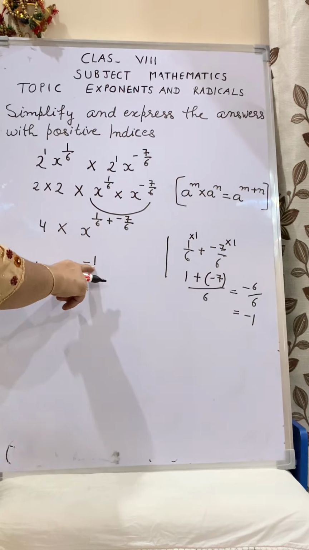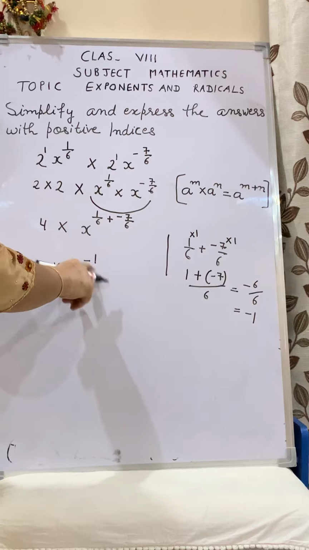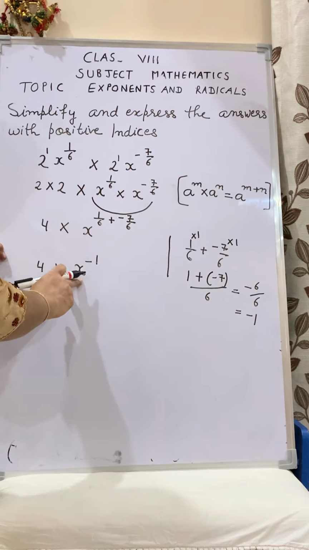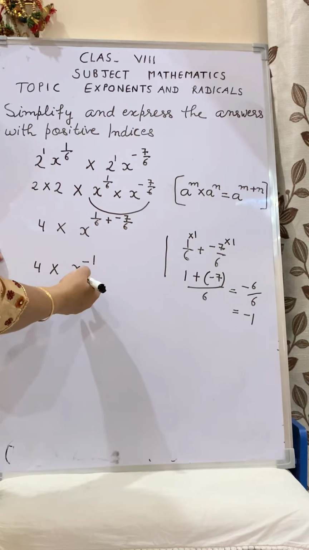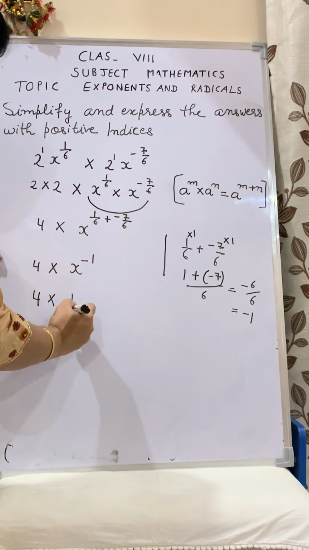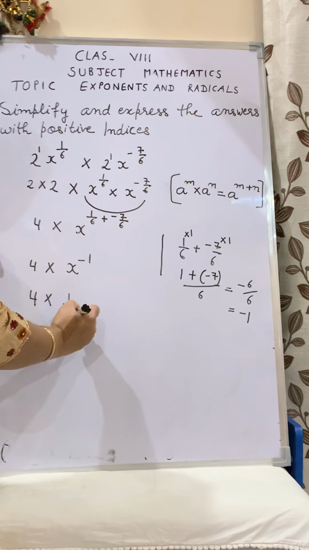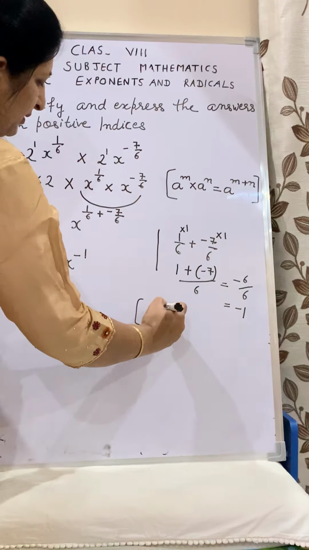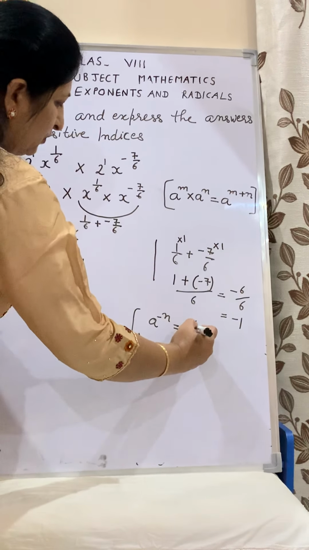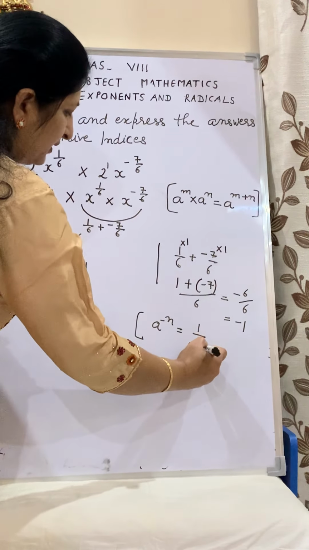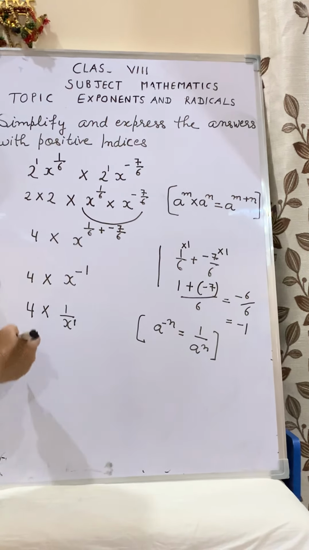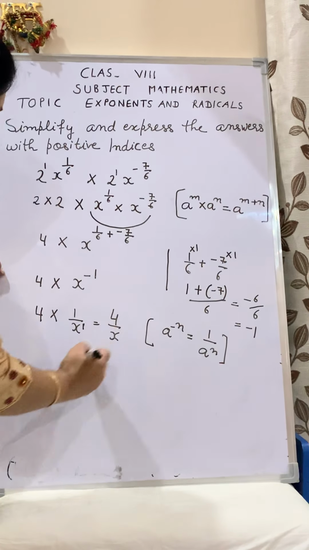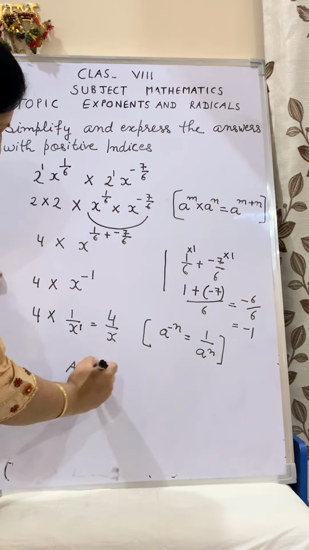Here the exponent is negative. We will make it positive. How? We will take the reciprocal of x. What is the reciprocal of x? 1 by x and the power will be 1. Which rule do we apply here? a raised to power minus n is equal to 1 by a raised to power n. 4 ones are 4, and by x. It is the answer. The answer is 4 by x.